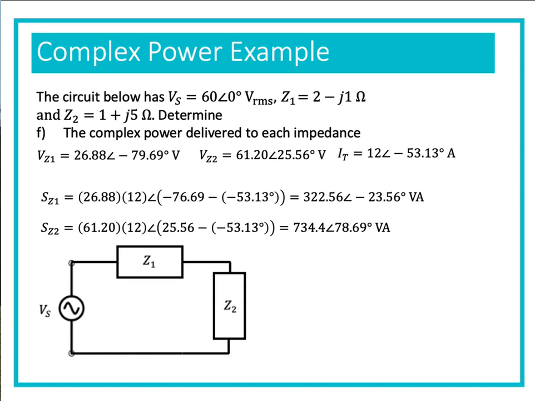The second impedance, we do the same thing. We take the magnitude of the voltage across the impedance, multiply by the current, adjust the phase angles, and we get 734.4 at an angle of 78.69 volt amps.